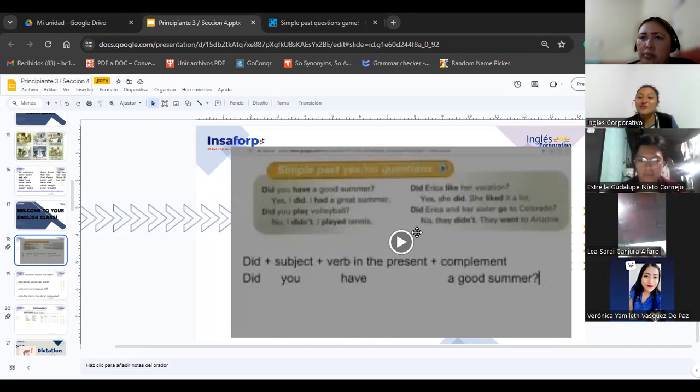Please pay attention to it because that will explain a little bit of grammar about yes, no questions in simple past. For sure the teacher is going to explain that in a deeper way later, okay? But for now, pay attention to it, please. And in case you have questions or doubts, please let me know.